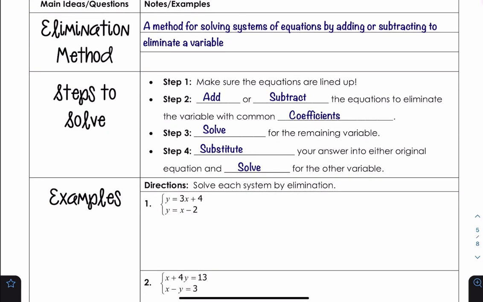Step 1 is to make sure that your equations are lined up. Then you are going to add or subtract the equations in order to eliminate the variable with common coefficients. Your third step is to solve for the remaining variable, and then lastly, you're going to substitute the answer you get into either of the original equations and then solve for the other variable. So let's start with some examples.